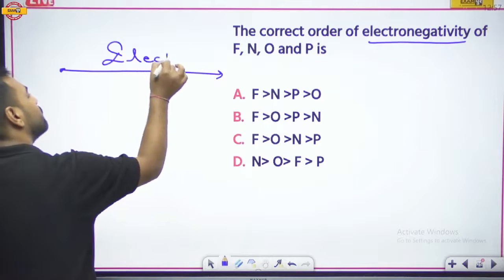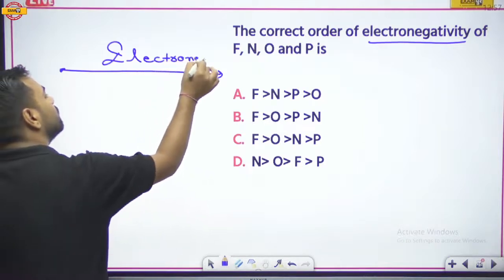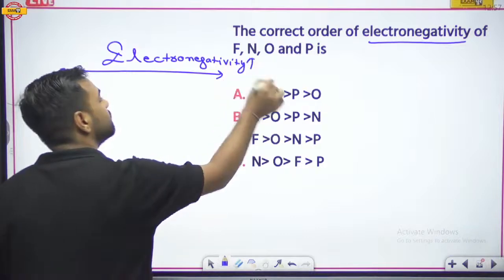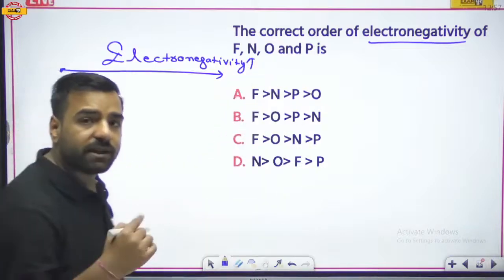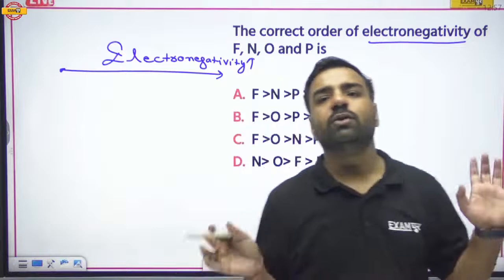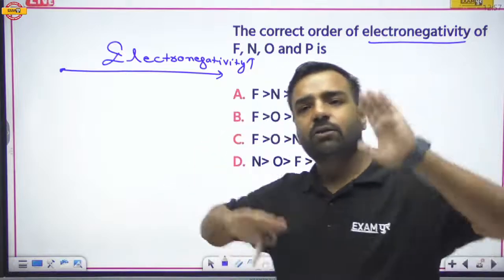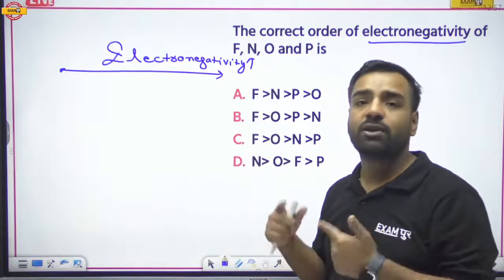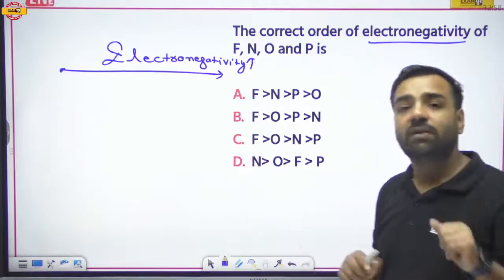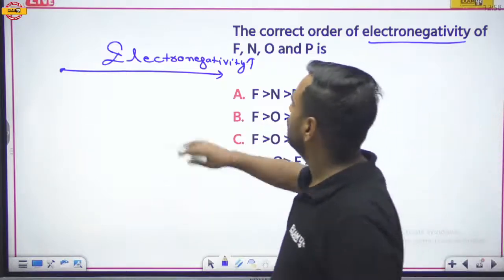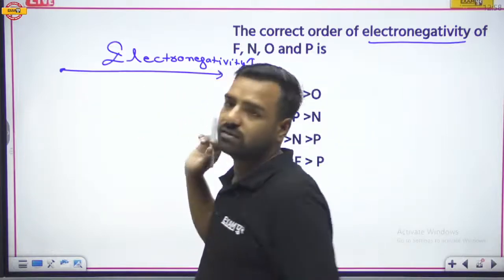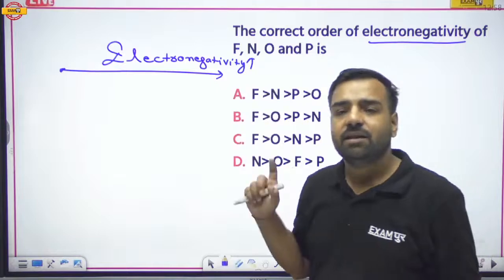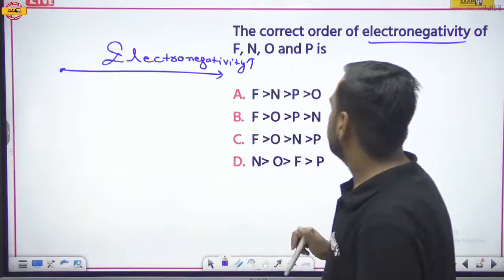electronegativity will increase. Very important. But electropositivity is totally different. Electronegativity and electropositivity are actually opposite of each other, inversely proportional. So if someone asks you, going from left to right, what is the trend of electropositivity? It will decrease, but electronegativity will increase.